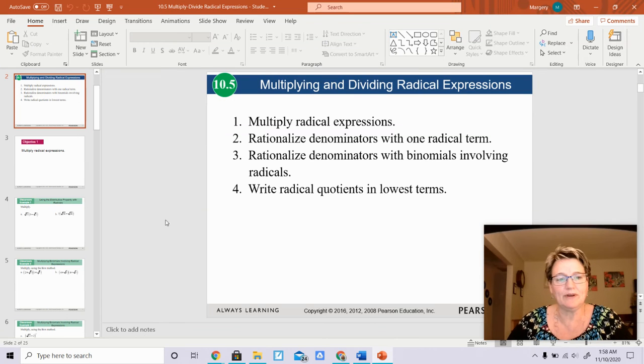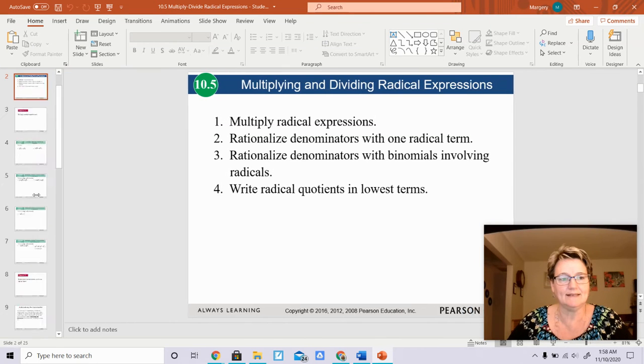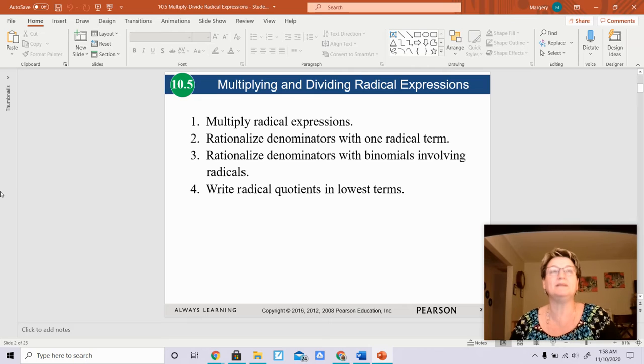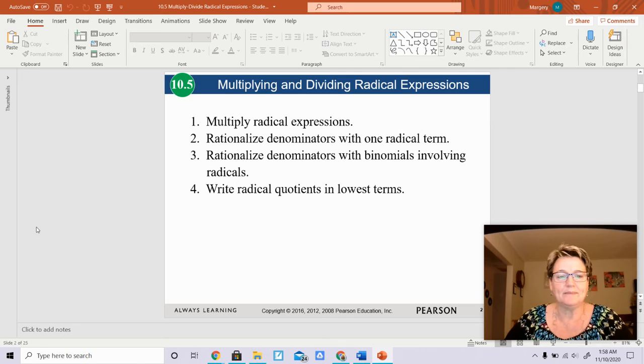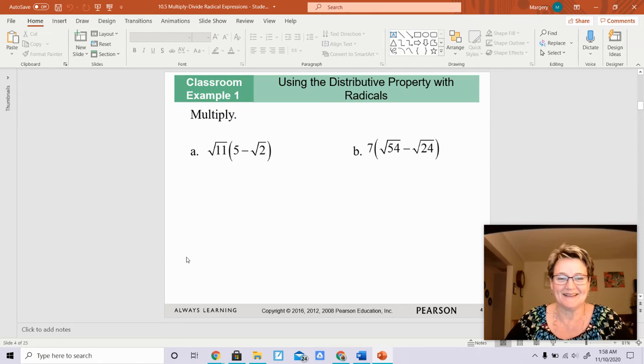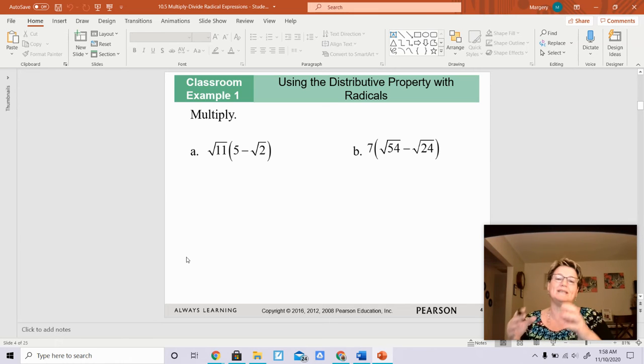We're working on 10.5 today, and we will start with multiplying and dividing radical expressions. So here we go. Let's just start with this. All right, the first thing we're going to do is multiply. Remember, you can only multiply what's under the radicals together, and then you can multiply what's outside the radicals together.